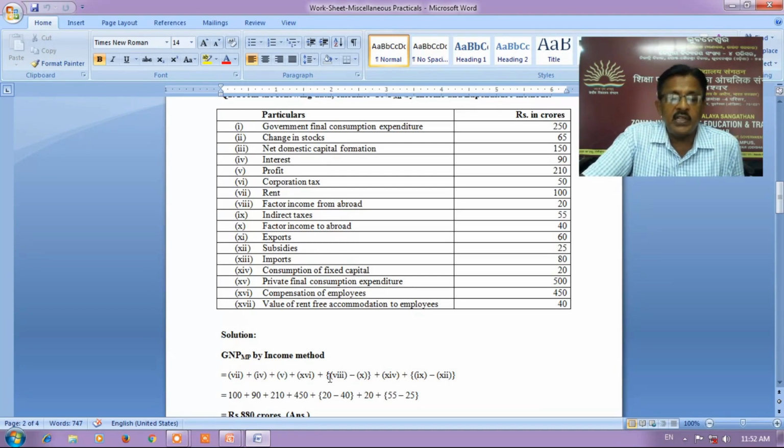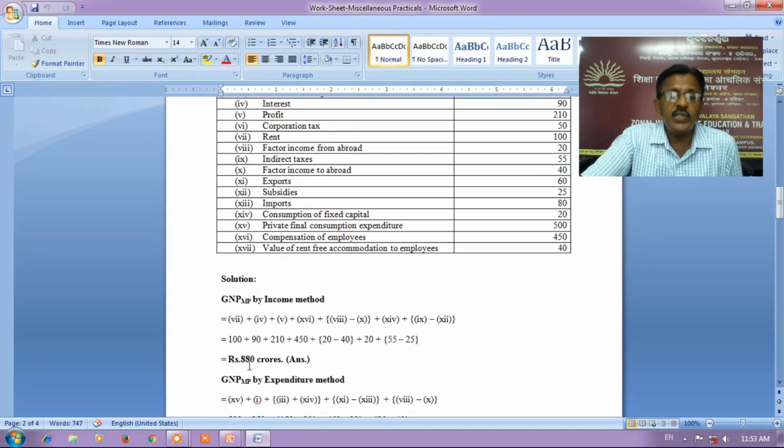And we are adding this net factor income from abroad because we need the national income. Plus item number 9 minus 12. What is 9? 9 is indirect taxes, minus item number 12, which is subsidies. So indirect tax minus subsidies, net indirect taxes. Net indirect taxes are to be added to the factor cost value to get this market price value. So the result is rupees 880.